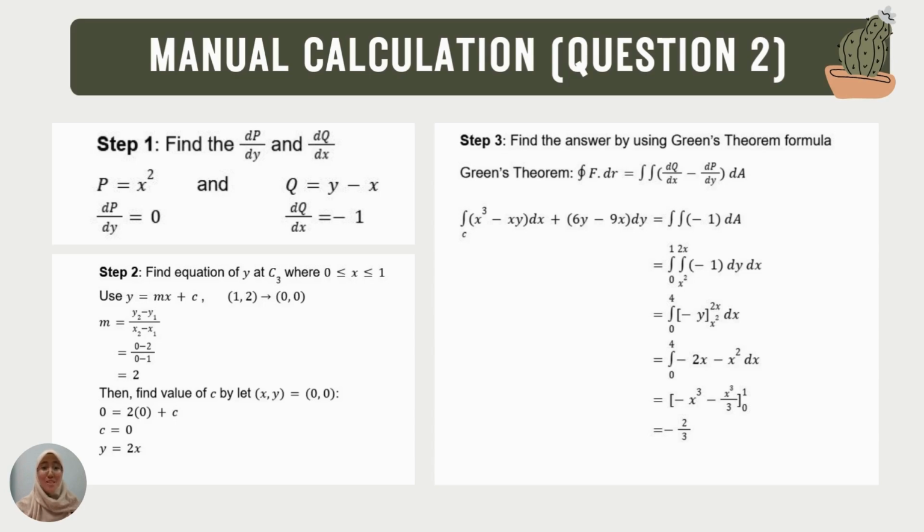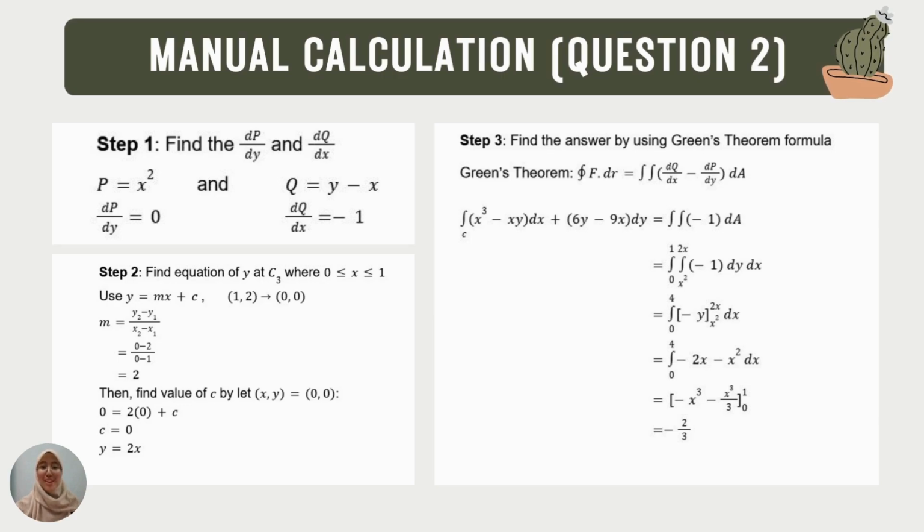Then we find the value of c by using the same general equation of a line, substituting the values of x, y equals to 0, 0, and the value of m equals to 2. Then we got the answer of c equals to 0. And finally, the equation is y equals to 2x.